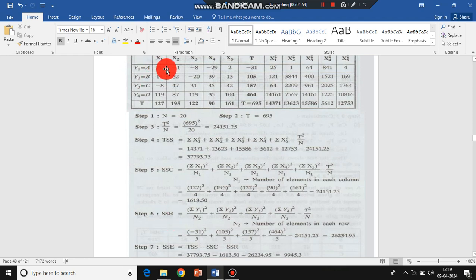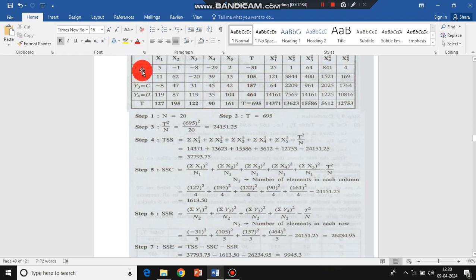So row wise means what? First row, second row, third row and fourth row. Only 4 rows are here. Am I correct? Now look at that. That is nothing but the summation of y1, which is minus 31, minus of y2 is 105, minus of y3 157, and summation of y4 equals 464.